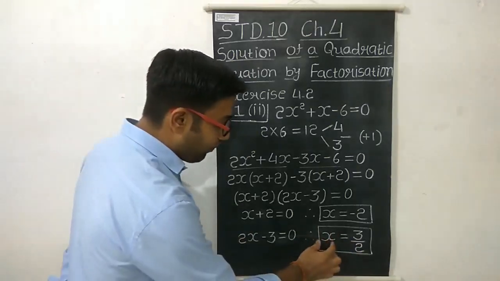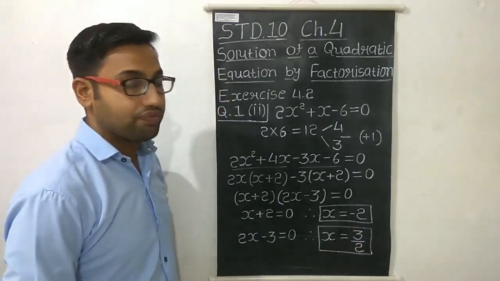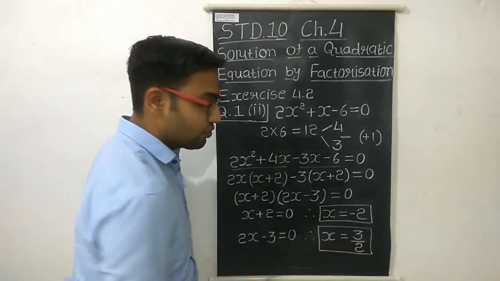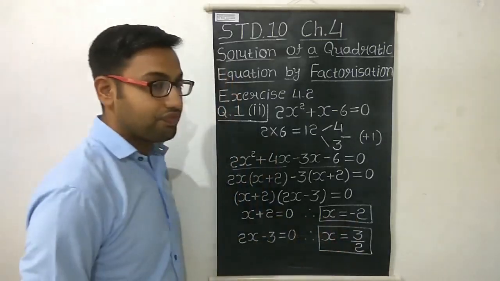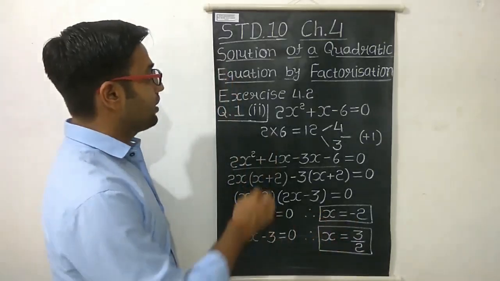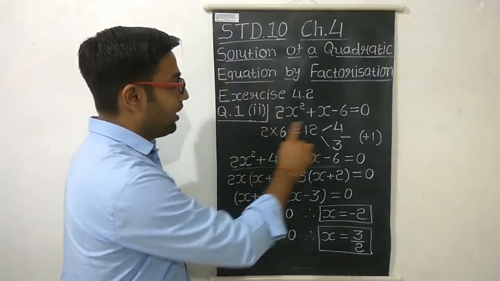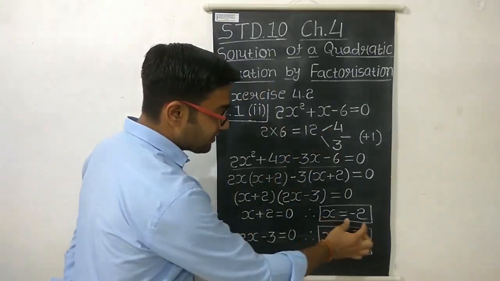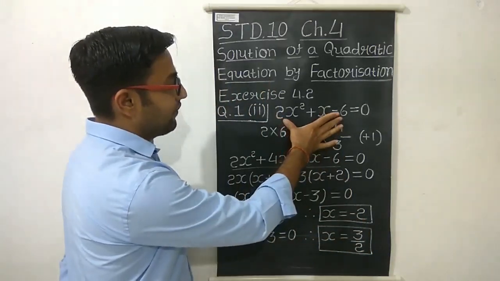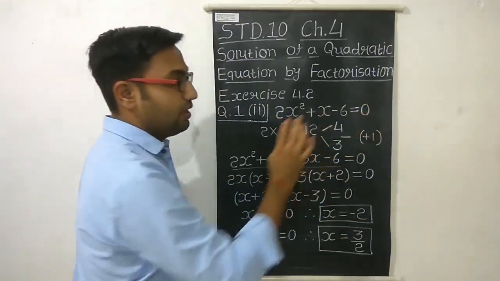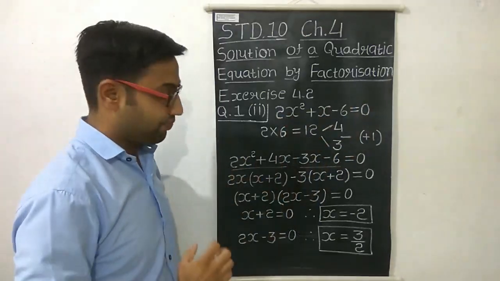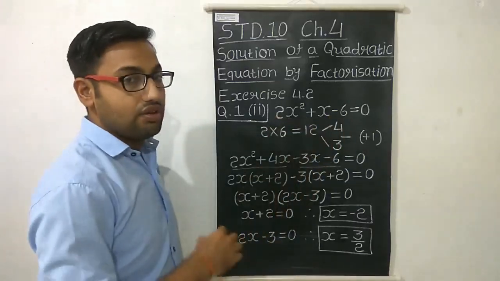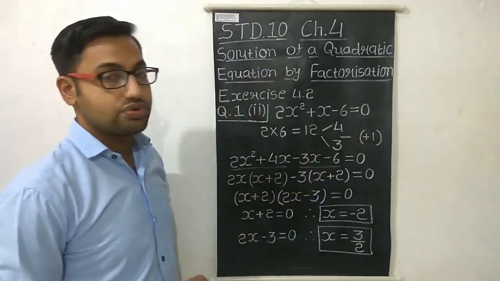So we get the value of x is equal to 3 by 2. So in this way, we get the two values of x. One is minus 2, the second one is 3 by 2. Both these values are called the solution of this quadratic equation. Solution means if we put x equal to minus 2, on the left hand side we will get the total value equal to 0. In the same way, if we put x equal to 3 by 2 in this equation, we will get the total value equal to 0.